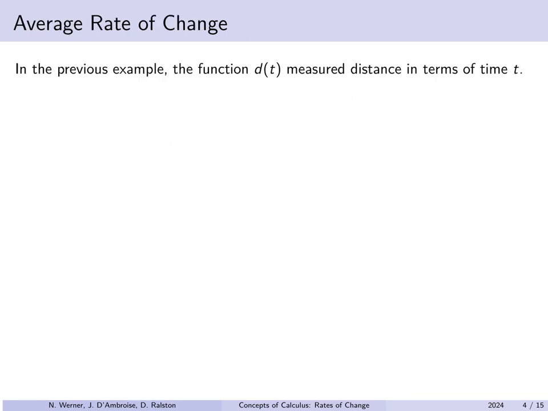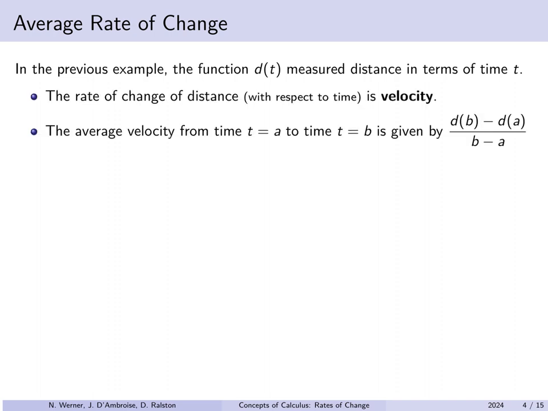Now in that example, the function d of t measured distance in terms of time. The rate of change of distance is called velocity. The average velocity from time A to time B is given by a quotient. We compute d of B minus d of A. This will give us the distance traveled between times A and B, and then divide by B minus A, the time between A and B. So now we have a distance divided by a time. This gives us a velocity.